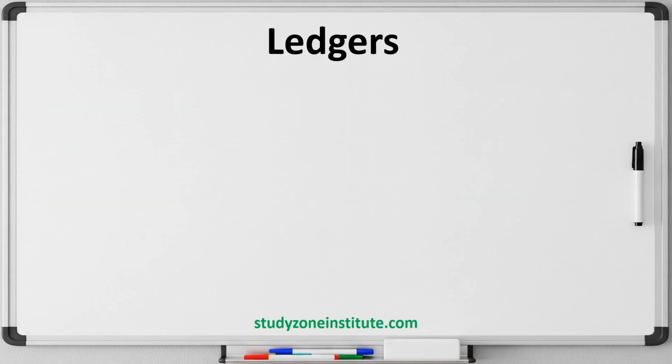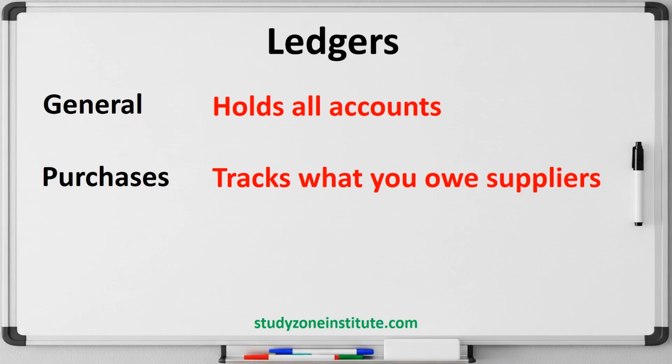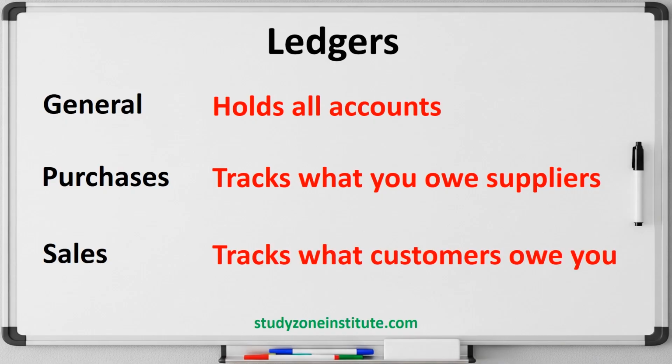The 3 key ledgers are: General ledger. Holds all accounts. Purchases ledger. Tracks what you owe your suppliers. Sales ledger. Tracks what customers owe you.